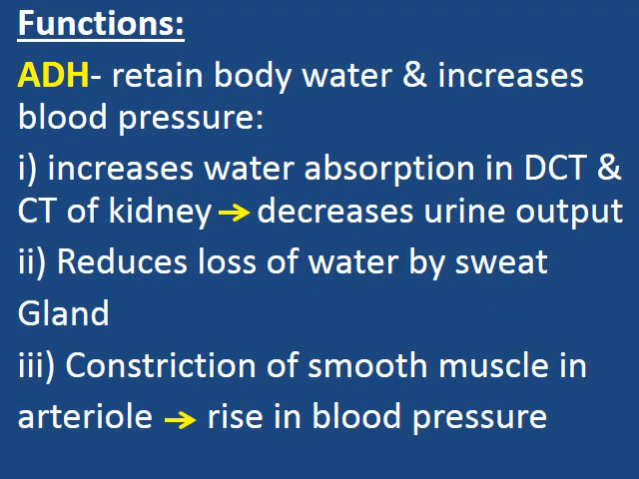Coming to the function of antidiuretic hormone. Antidiuretic hormone, that is ADH, retains body water and increases blood pressure. ADH increases water absorption in the distal convoluted tubule and collecting tubule of the kidney, causing a decrease in urine output. It also reduces loss of water by sweat glands. ADH causes constriction of smooth muscle in arterioles, which in turn raises blood pressure.